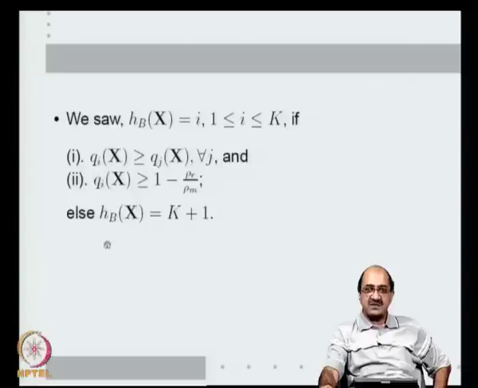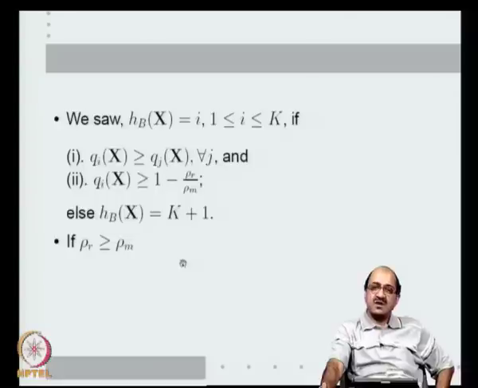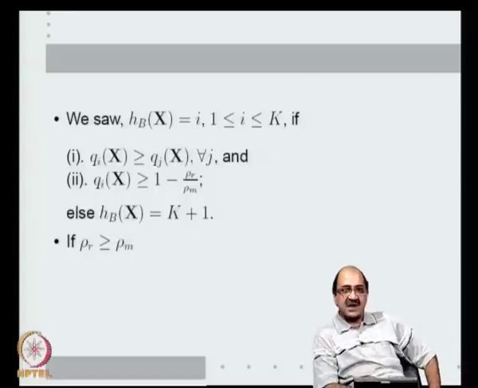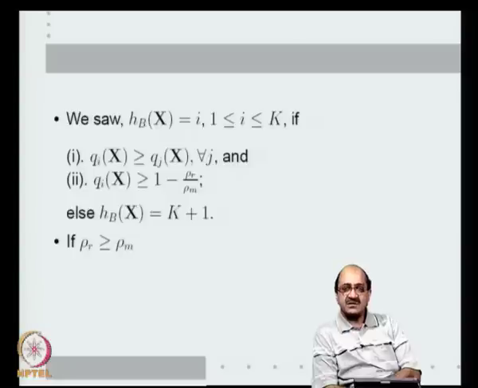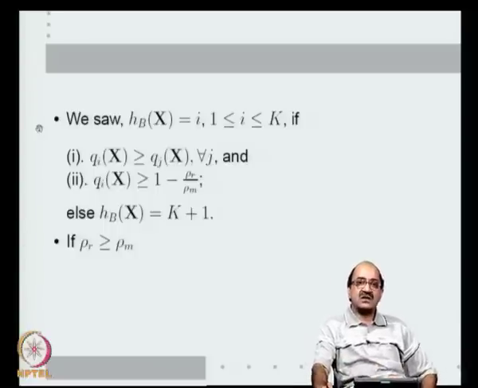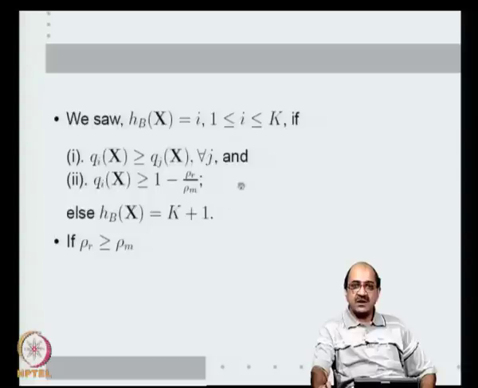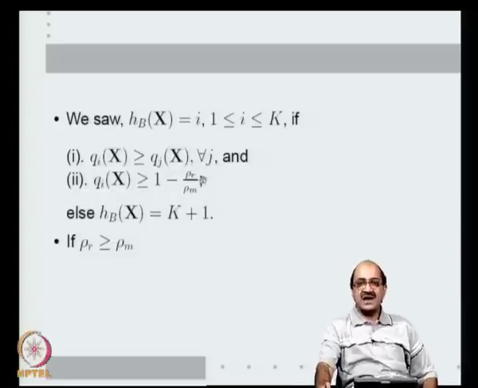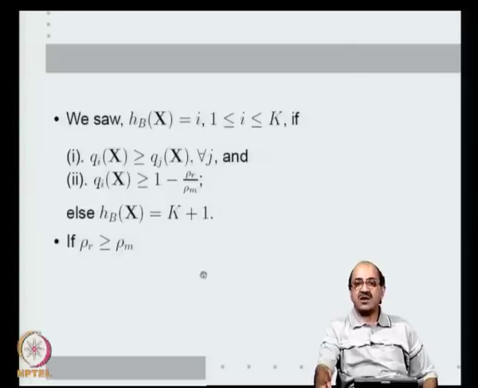To understand this, let us look at a few special cases. Suppose the cost of rejection is greater than the cost of misclassification. What does that mean? If I misclassify a pattern, I suffer less loss than if I reject a pattern. Then there should be no condition under which reject is good. Now, that is what this will tell me. If rho r is greater than rho m, then rho r by rho m will be greater than 1. So, 1 minus rho r by rho m will be negative, and hence q I, being a probability, will always be greater than this. So, then it boils down to: for some I, if q I x is greater than q j, I will call that I. I will never ever call k plus 1, right. So, I never reject a pattern.